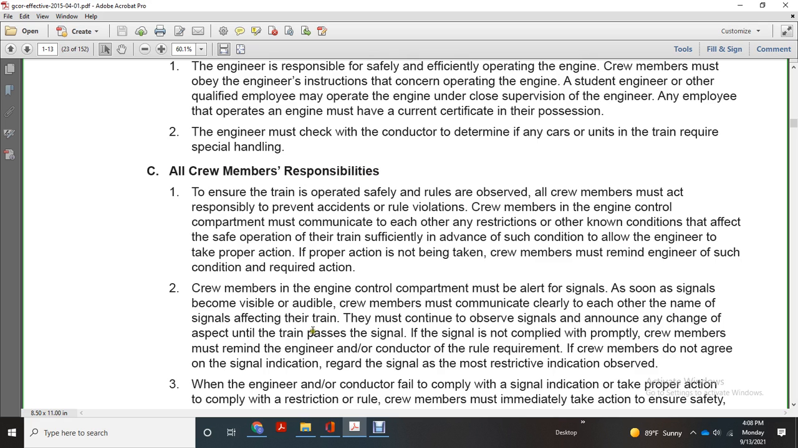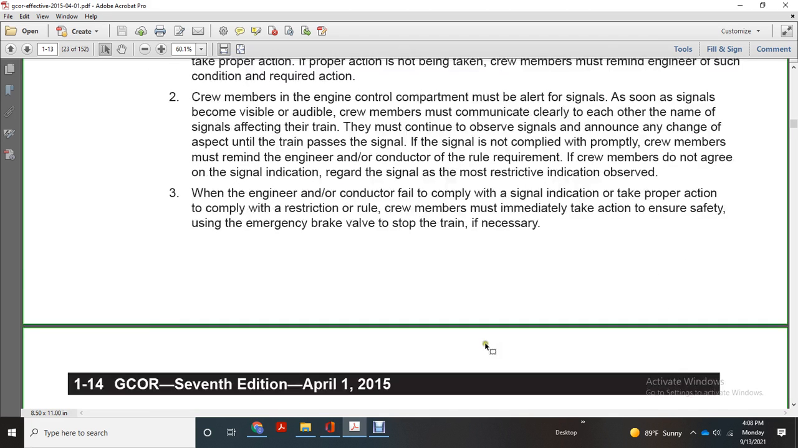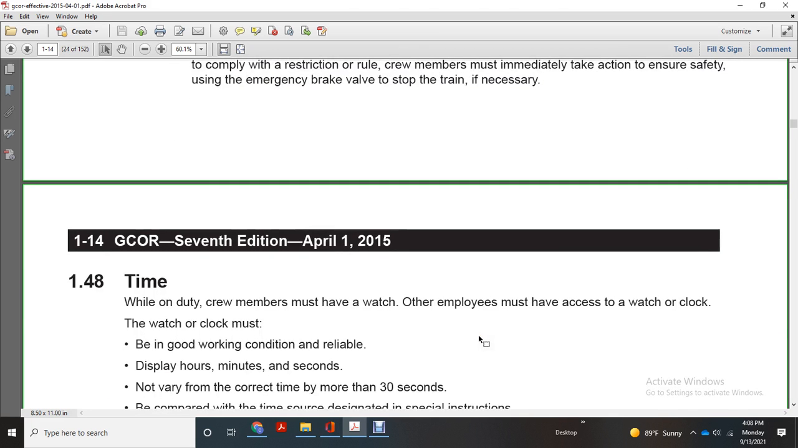If a crew member does not agree with the signal indication, the most restrictive indication must be observed. When the engineer or conductor fails to comply with the signal indication, the crew member must take proper action to comply with the restriction. The crew member must immediately take action to ensure safety, using the emergency brake valve to stop the train if necessary.